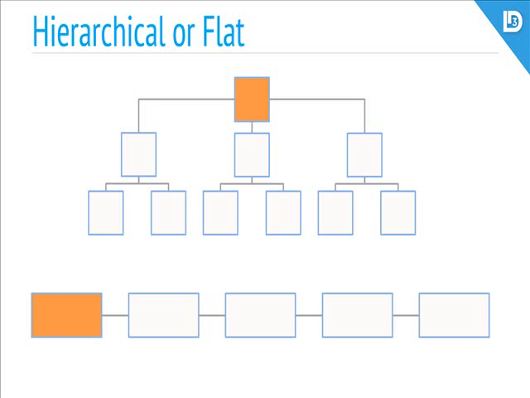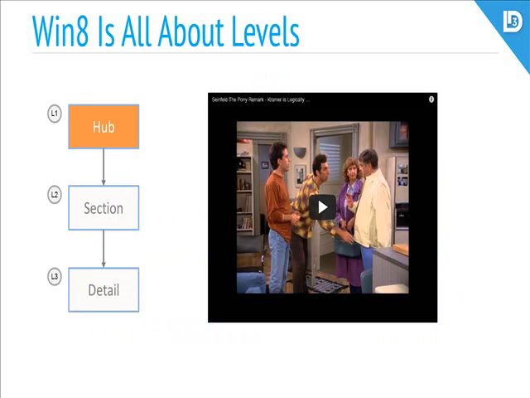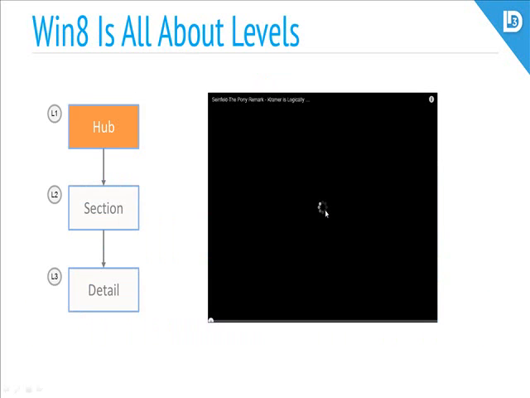So, in order to split the difference, what Windows 8 does is create an overarching design that favors flat, but allows for a hierarchical representation of information. And what Windows 8 does is give us levels. And I just want to play a short clip here, so bear with me for a moment.